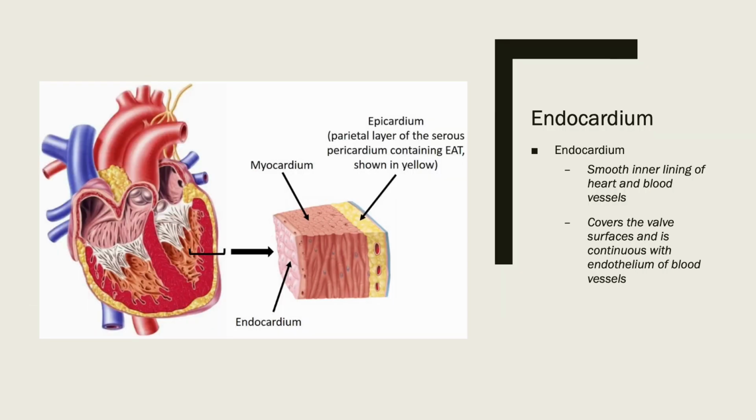The next layer, or the deepest layer, is the endocardium. This is the inside layer, and this is the layer that actually lines the chambers of the heart and your blood vessels. This is the layer that the blood actually touches when it's in the heart and the blood vessels. It's continuous through the heart and the arteries and veins.